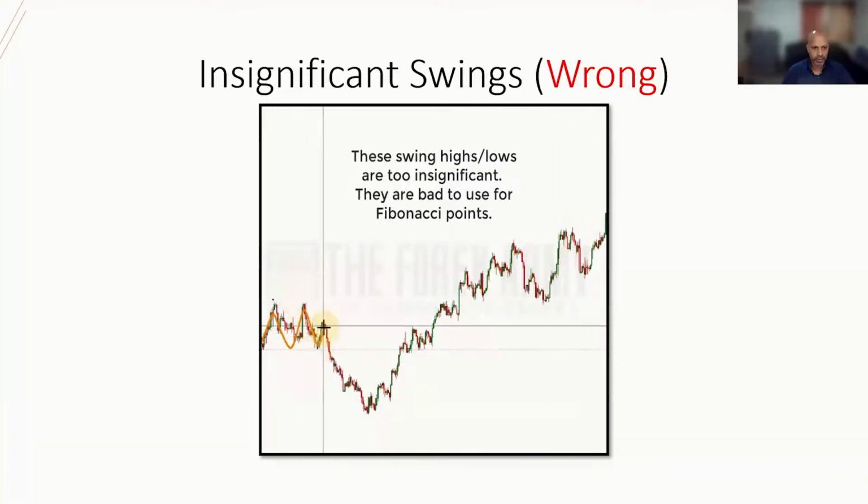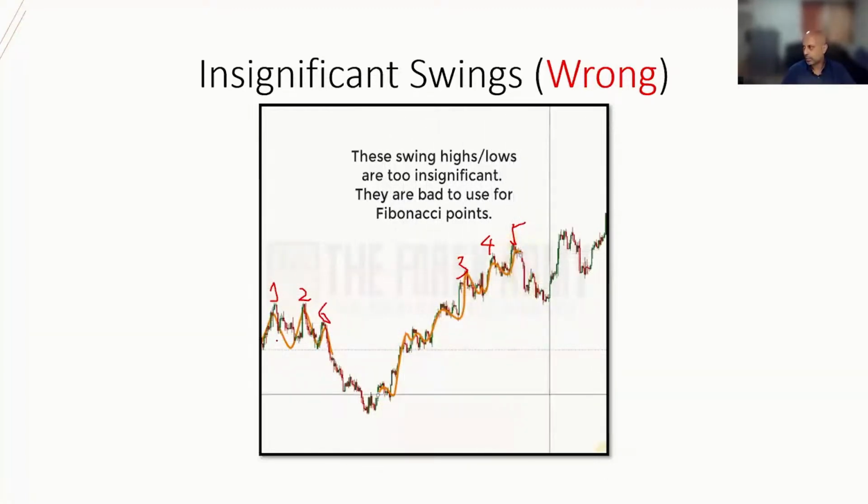You can see here, I'll just label it, this is number 1, this is number 2. Swings like these are pretty insignificant. And also here, 3 is a swing high, then 4 and 5. When you look at 1, 2, or even this one here, let's label this 6, all these swing highs are pretty insignificant. So we're not looking for these sorts of insignificant swing highs.